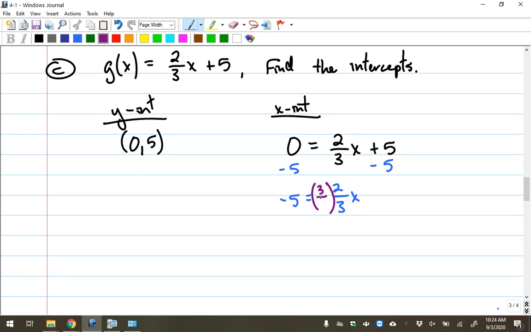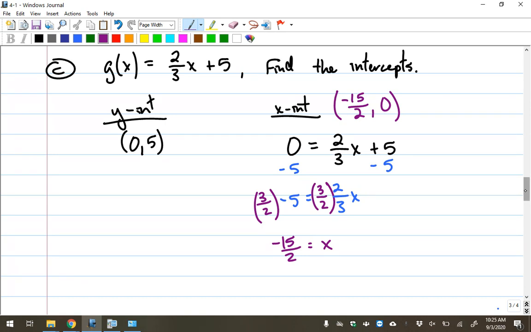Flip and multiply. Multiply by the reciprocal. So that's going to be negative 15 over 2. So the ordered pair for the x-intercept is what? Good job. So there we have found the x and the y-intercepts. Basic stuff, been doing for years with that. We're just dealing in function notation and working our way through those things.